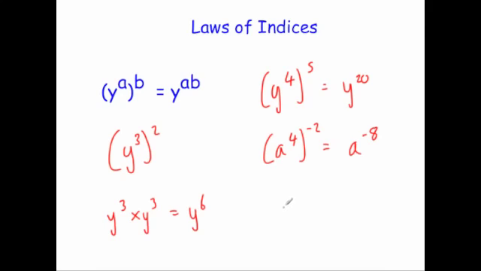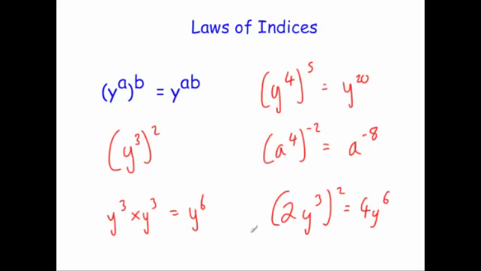And also sometimes you might get numbers inside of the bracket, so it could be 2y cubed and then squared. And then what you do here is you take the number at the front and you do the power. So we're going to do 2 squared, which is 4, and then it's y, and then you times the powers together, so that would be 3 times 2, which is 6.